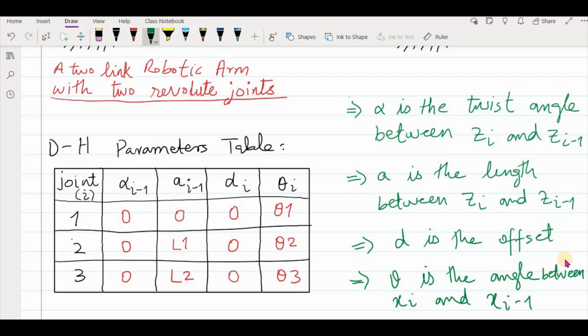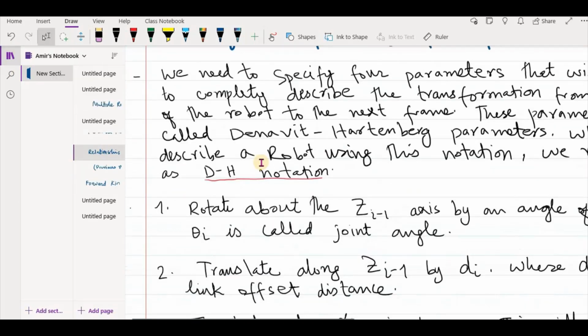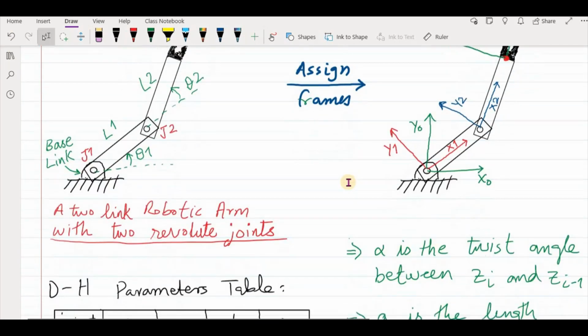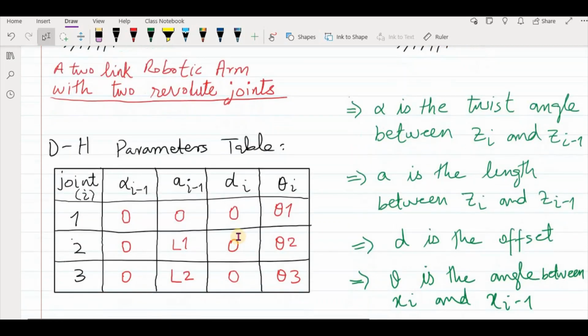Now let's talk about the offset D. If you remember, what was the offset D? Offset D was the distance between your previous link, which is link i minus 1, and the next link. This was a distance along the z-axis. But in our case, you can see here that both of the frames are at the same origin. So that's why they don't have any offset, and our d i value will also be 0.